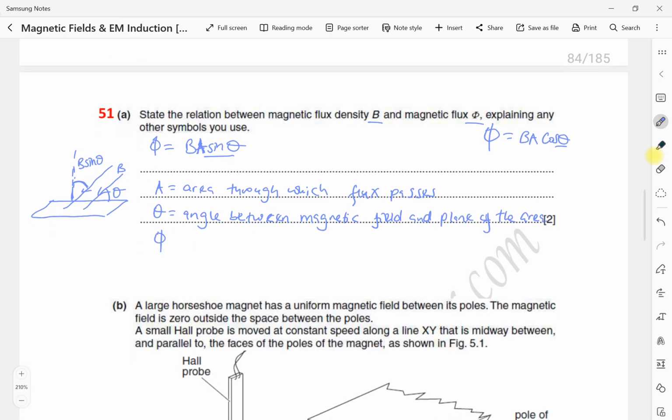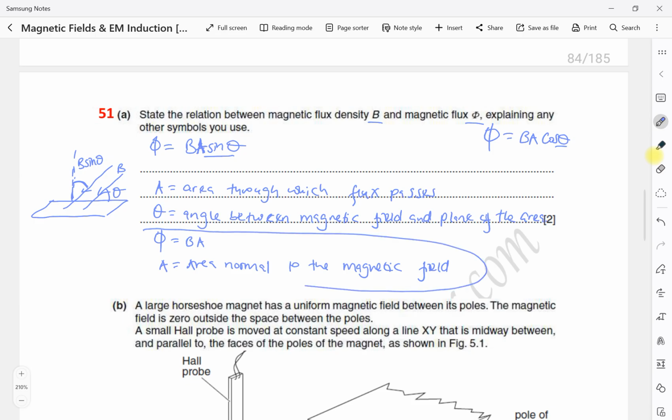Alternatively, I could say magnetic flux equals BA. I ignore the sin theta, but I will just say A equals the area normal or perpendicular to the magnetic field. So I could say magnetic flux equals BA. Because B has been defined and phi has been defined, I would say A is the area normal to the magnetic field.